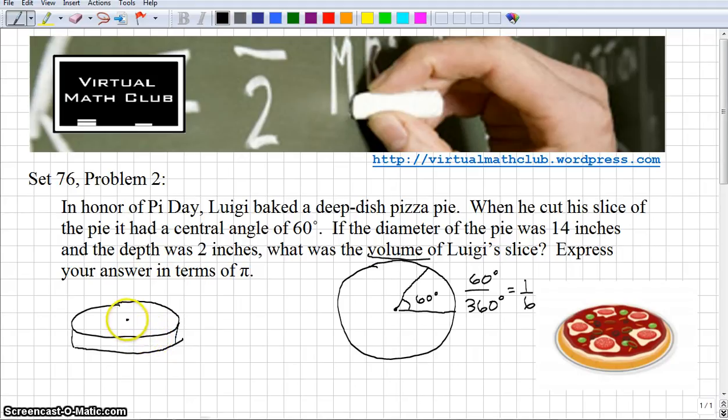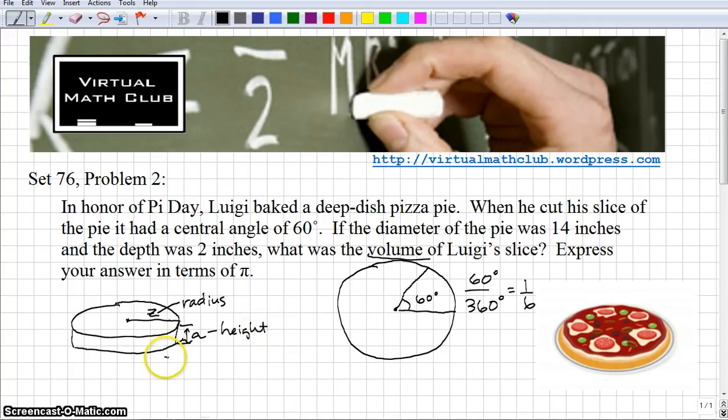Let me draw a center here. And let's say this is the radius. Now I'm just going to call this Z. The radius is Z. That's the radius. And let's say the height of this cylinder is A. So that's the height of the cylinder.